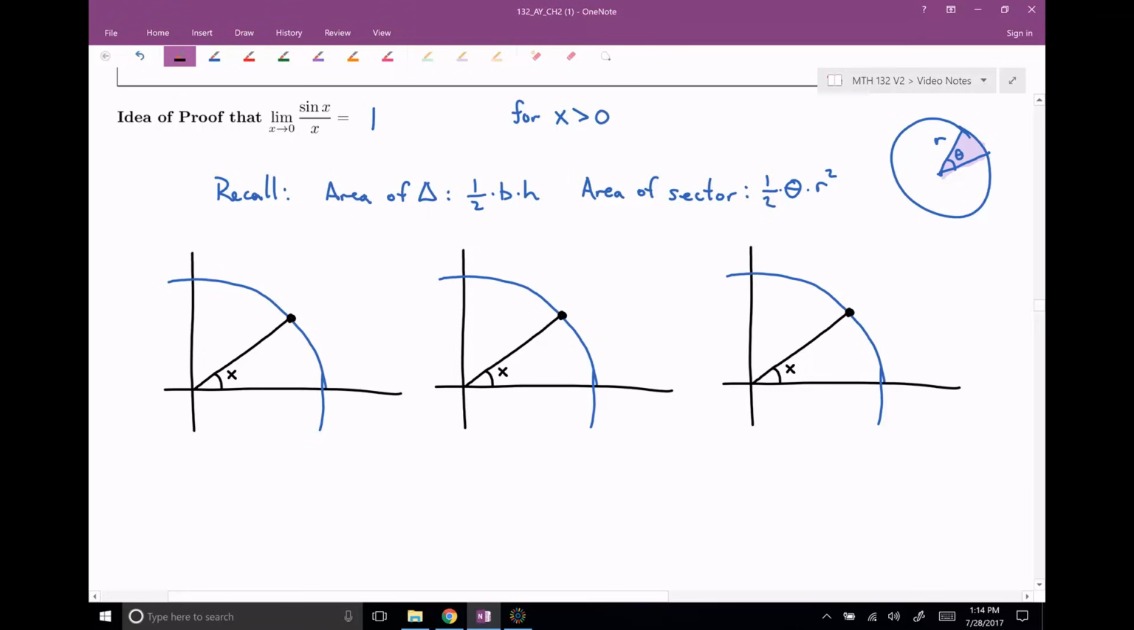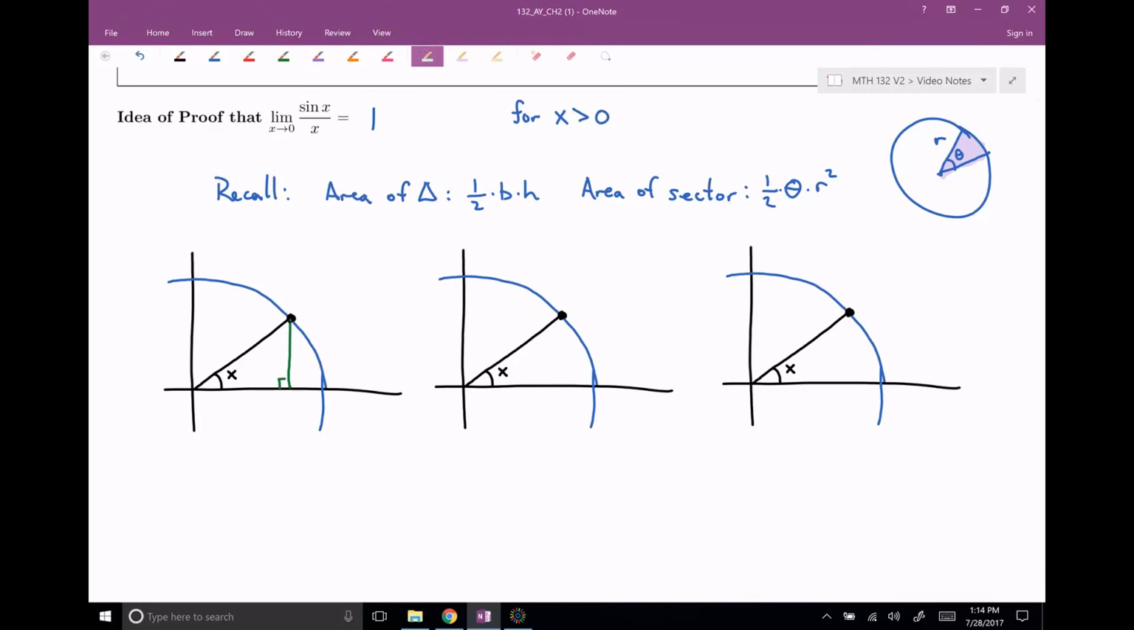It's not obvious at all what those other functions are at this point, but luckily this geometry is going to help us. So I'm going to draw 3 shapes. The first one here is a triangle. Let me use green. I'm going to add this line right here and drop this perpendicular so it's a nice right triangle. The second one is going to be the sector, so I'm just going to leave this one alone and look at the sector.